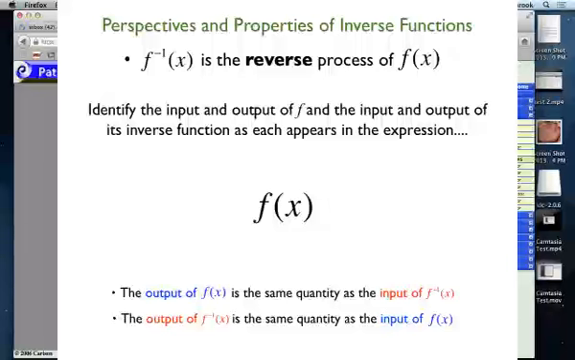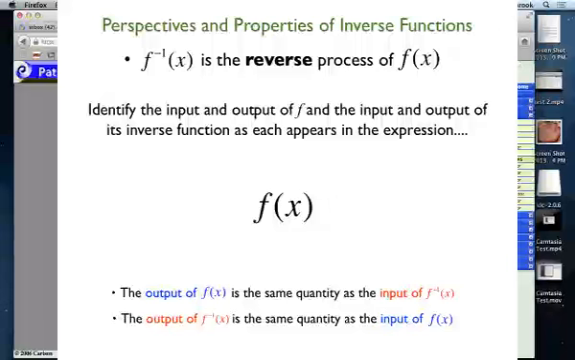So where does the output of the original function appear? Where does the output of the inverse function appear? Where does the input of the original function appear? Does that make sense? You got four things to work on. Talk with the person next to you.